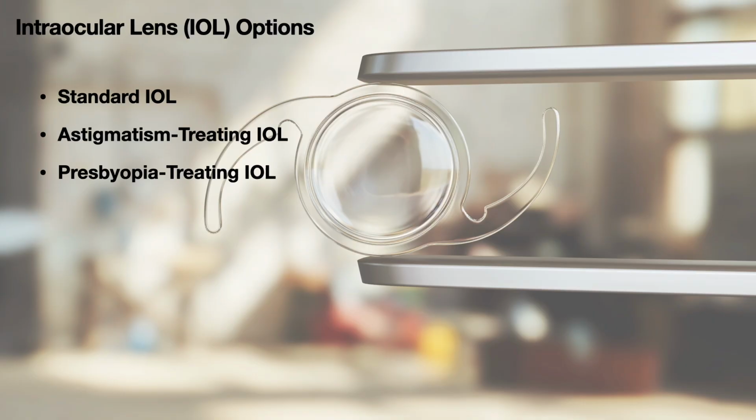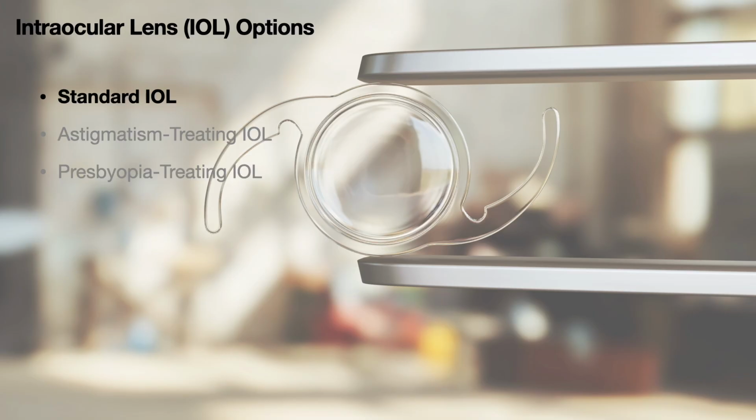There are three main types of intraocular lenses, also called IOLs. There's the standard IOL, which is covered by your insurance, the Astigmatism-Treating IOL, or the Presbyopia-Treating IOL. First, we will talk about the standard IOL that your insurance covers. With this lens, you get one main target distance that you see clearly.